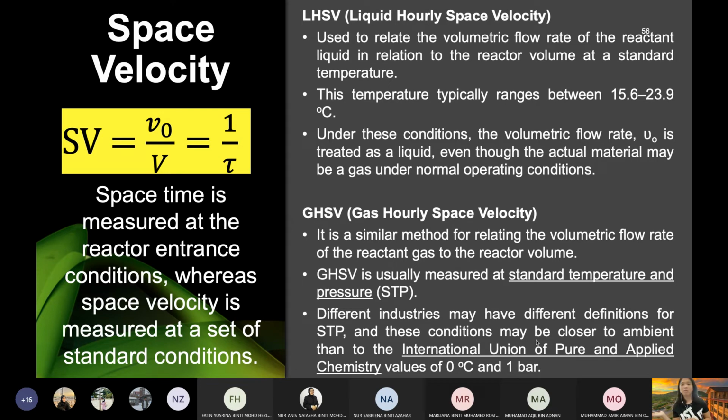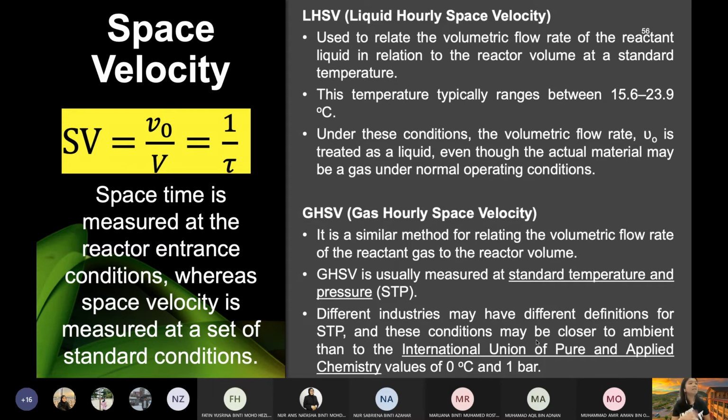Okay, so apa tu space velocity? Space velocity basically sama dengan 1 per space time, 1 per tau. So kalau tadi tau, time, dia punya dimension time, right? Unit dia second, minute, hour. Kalau space velocity, kamu bahagikan saja, reciprocal kan, 1 per space time, 1 per tau. So unit dia become per second, per hour, per day, per minute, so on and so on.